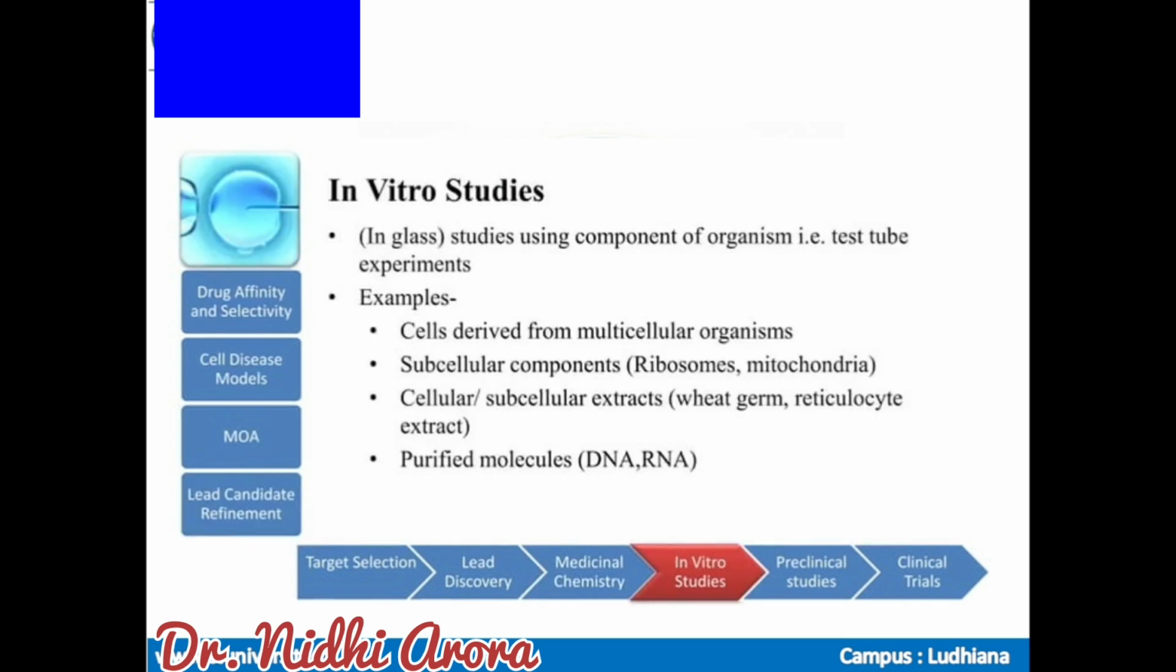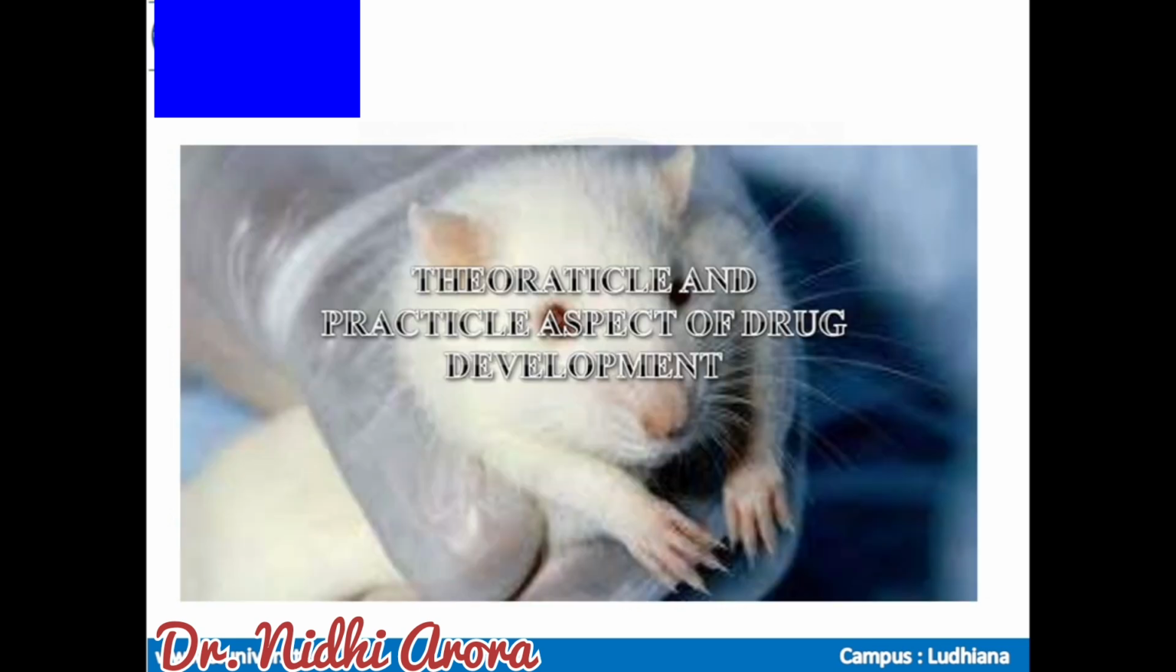And last, in vitro studies, also called in glass studies, because they use components of organisms like a test tube experiment. That's why we call it in glass studies. Examples are cells derived from multicellular organisms, subcellular components like ribosomes and mitochondria, cellular and subcellular extracts like wheat germ and reticulocyte extract, and purified molecules, DNAs and RNAs.